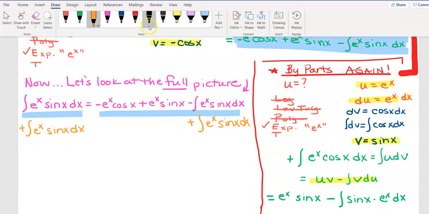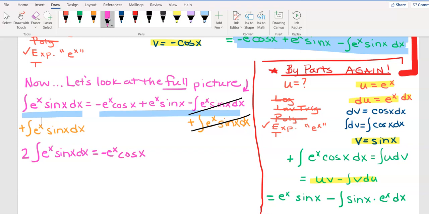Okay. On the left hand side, those would add together, right? So we have one integral plus the exact same integral. So we actually have two of them. So 2 integral e to the x sine of x dx. And on the right hand side, of course, that would just cancel out. So what's remaining on the right hand side is negative e to the x cosine of x plus e to the x sine of x.